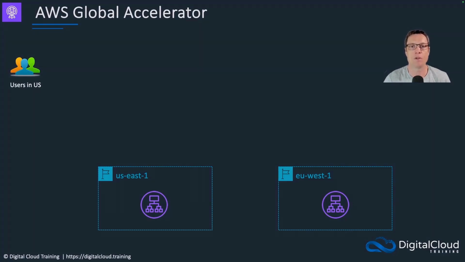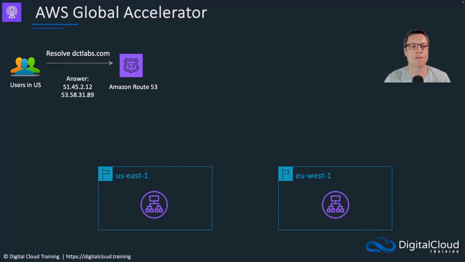Users in the US want to access this application, and we can assume here that the application is identical behind these two regions. These are here for high availability and redundancy. So users in the US speak to Amazon Route 53 to resolve what dctlabs.com's IP address is. Okay, so Route 53 is the DNS service being used here. Now, what's going to happen here is Route 53 responds with these two answers. Okay, these are two static public IP addresses, and these are actually called Anycast IP addresses. More on that in a moment.